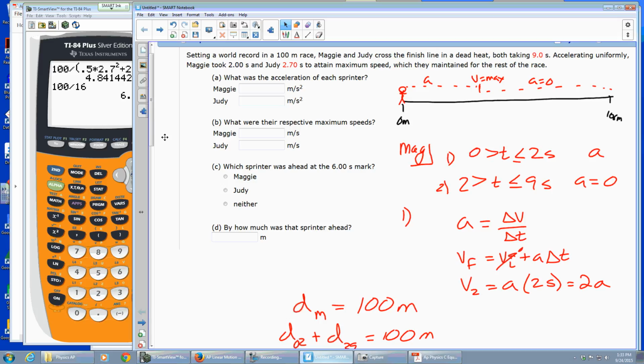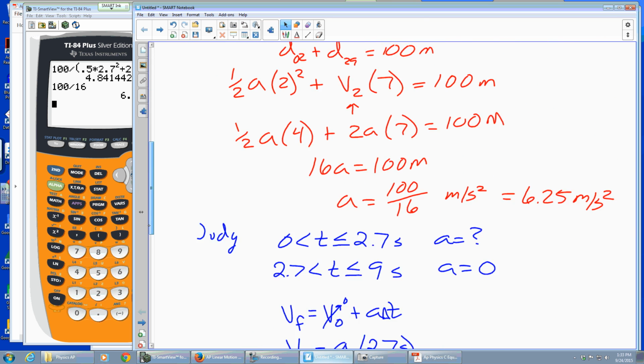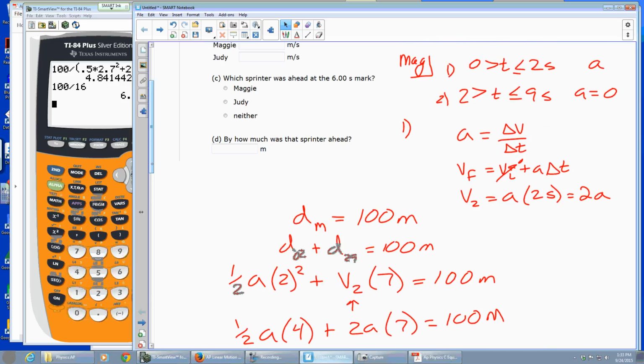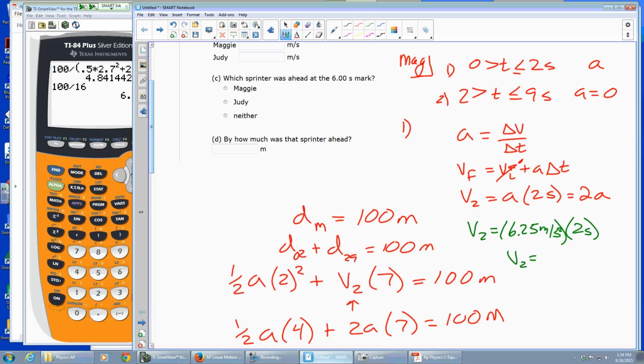And then the same thing for Judy. So for Maggie, I'm going to substitute back in. V2 is her max. This was 6.25 meters per second squared, excuse me. Multiply that by 2 seconds. And that's why I get V2 as 12.5, excuse me, not 13. 12.5 meters per second. That's for Maggie for me.